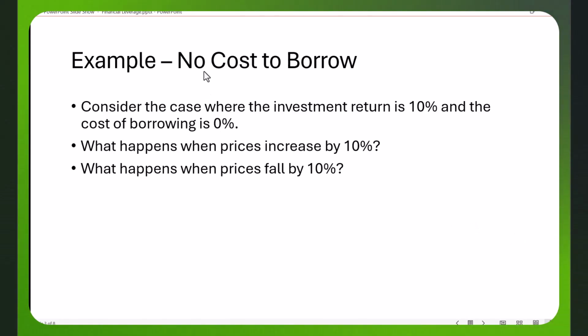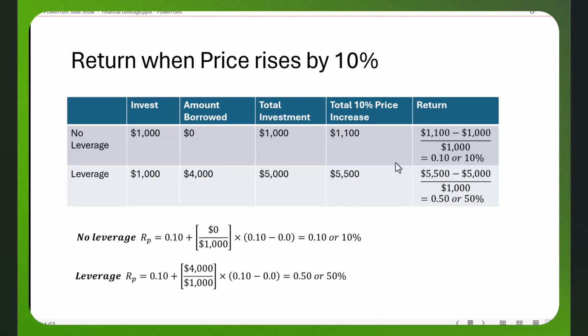So the first case, let's assume that there's no cost to borrow. Okay, it makes it simple to do the example, and then I'll show you one where we actually have a cost of borrowing. Let's consider the case where the investment return is 10% and the cost of borrowing is 0%. What happens when prices increase by 10%? What happens when prices fall by 10%? So I've got this table here.